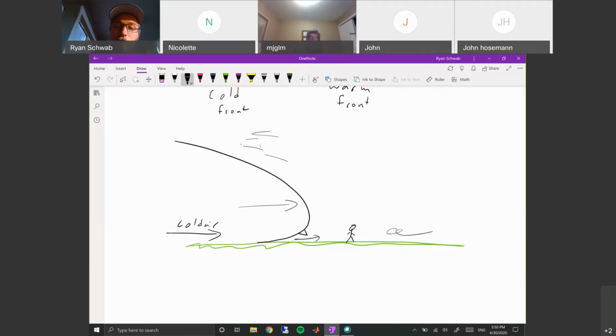Again, this is a cold front, so we're going to see these little spikes. The spikes are just symbology. There's no physical meaning for that.